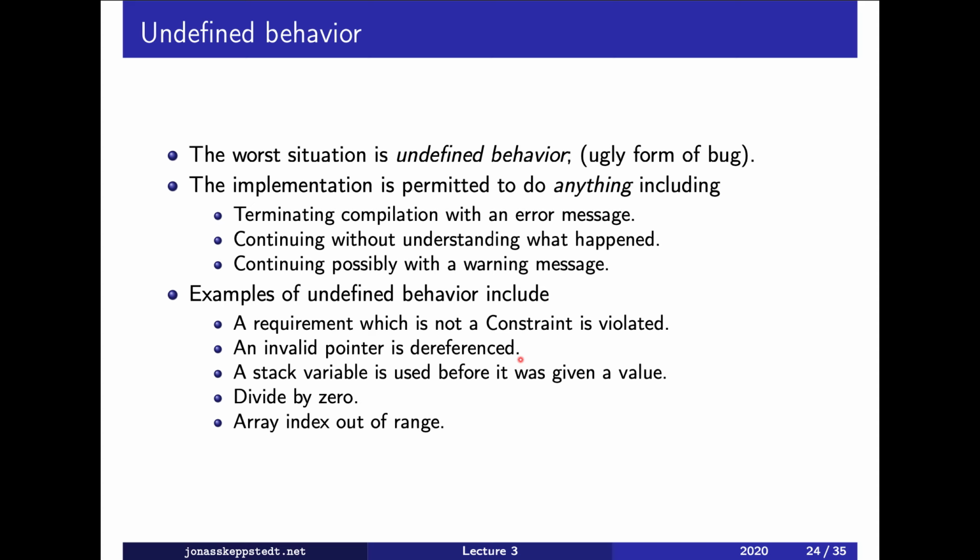For instance, that we have a pointer that is invalid, or we use a local variable before it's given a value, and divide by 0 for integer types. Sometimes also for floating point types, but usually not. Usually floating point divided by 0 results in a defined value in all modern machines. Okay, it either becomes not a number if we have 0 divided by 0, or infinity, or minus infinity. Okay, if we have an array index out of range, then it's also undefined behavior.